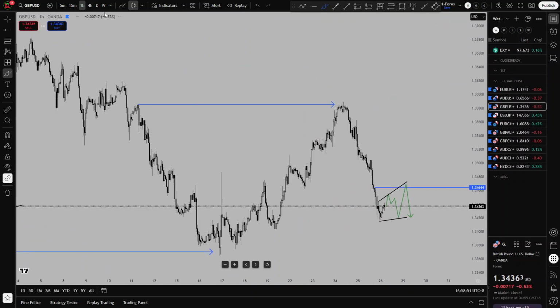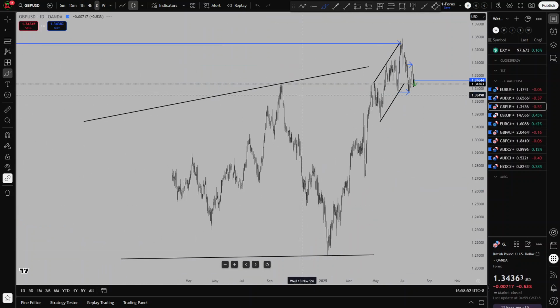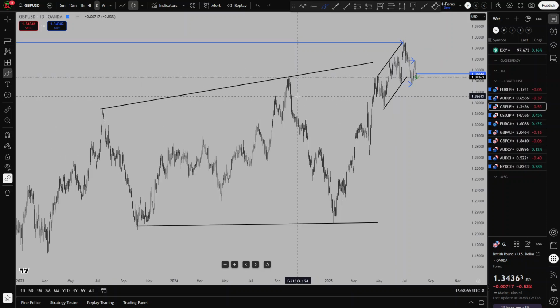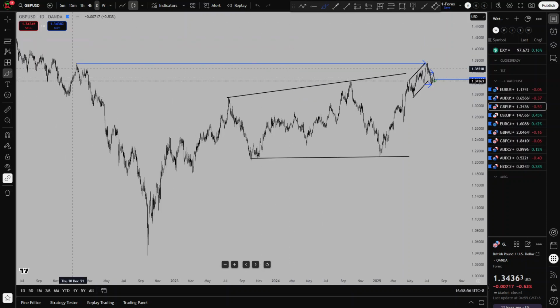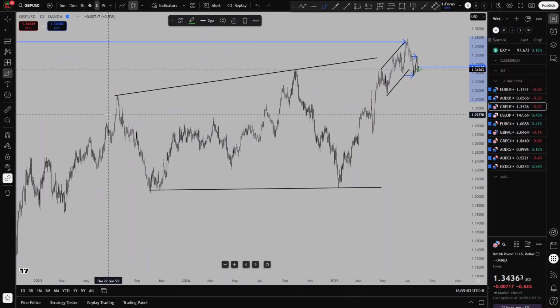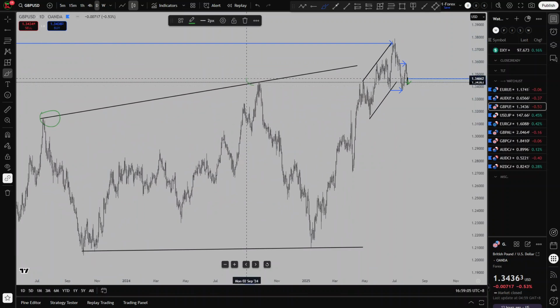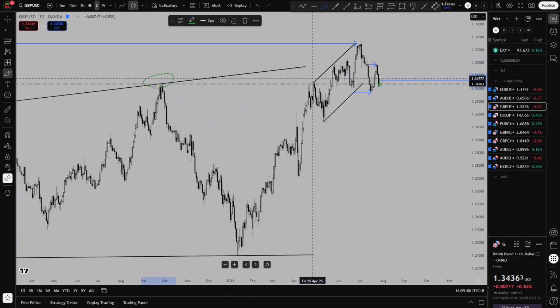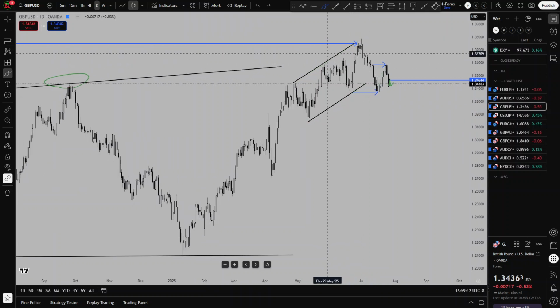Pound US dollar on the daily time frame, we discussed that last week. We had here this quite significant area of interest. It was a liquidity area. We saw that on the higher time frame, and then we had this 1, 2, 3 expanding structure and tapped this high with a structure within structure, another 1, 2, 3 leading into that area.